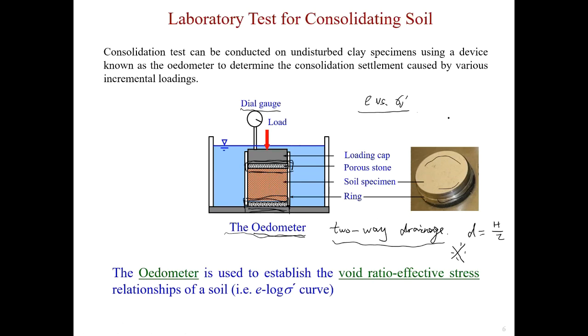Normally, for this calculation, you use TV equals CV T, that's from the last lecture, divided by D squared. And this D has to be half of the sample height. So this is H, so D equals half H. That's the part we need to be careful about.